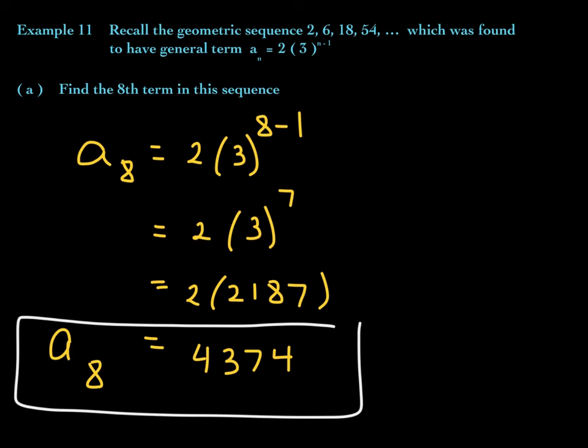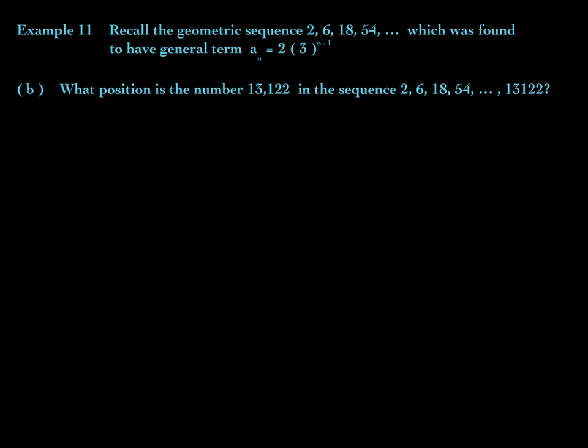Now, they have some more questions about the sequence. Let me show you that now. Look at this last question. What position is the number 13,122 in this sequence, which ends at 13,122? So when they're asking you what position is this number, they're asking you for the n value. The n value. Remember, the n value gives you the position. Okay, I'm going to start with the general term, which looks like this. And I am going to solve for n.